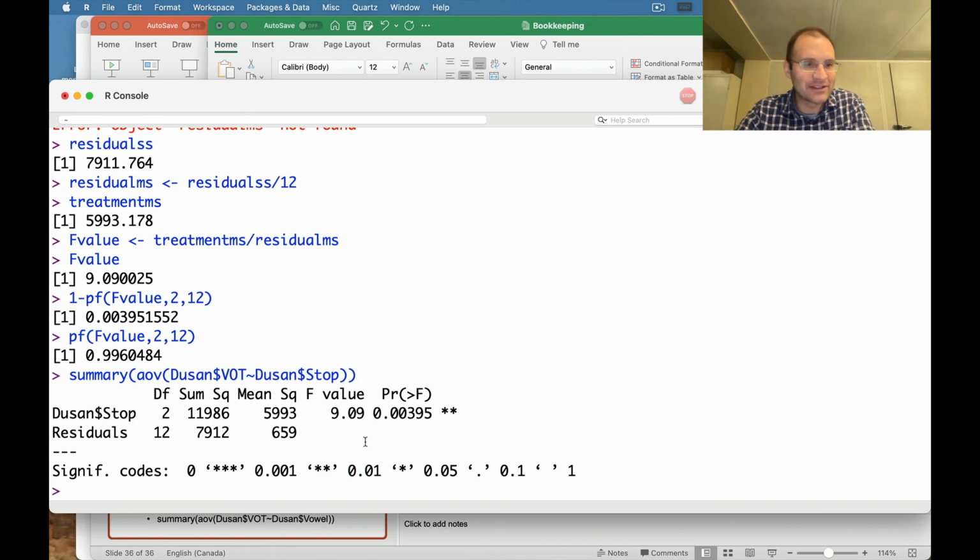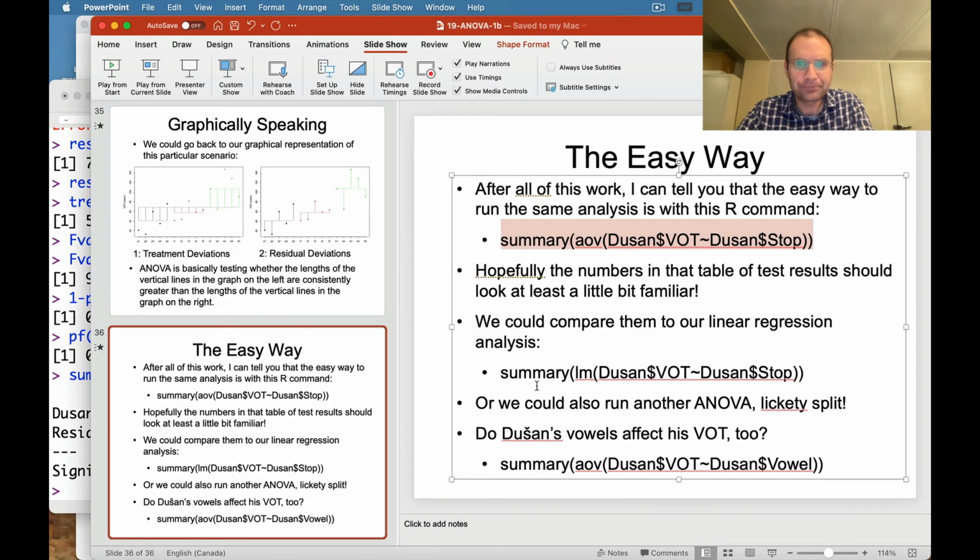Hopefully this all makes sense at this point, even including how to interpret this test. It basically says that yes, stop, or stop place of articulation, has a significant effect on VOT, so I should include that in the model. It's a good predictor of how much VOT we're going to get.